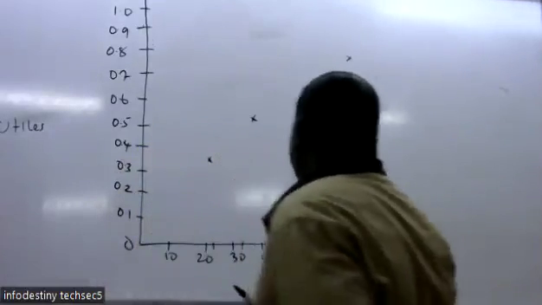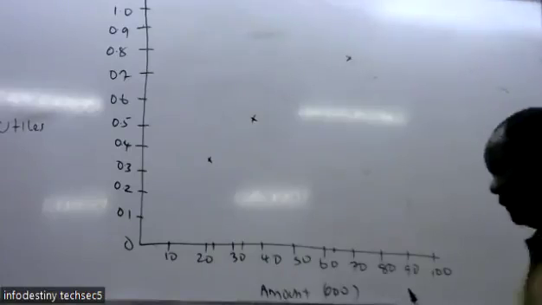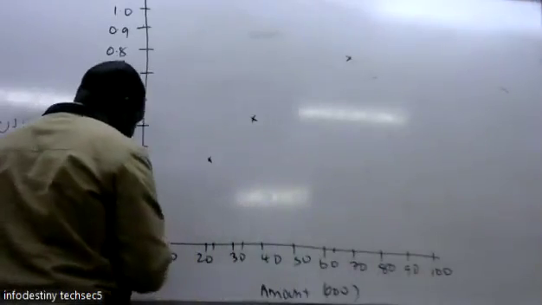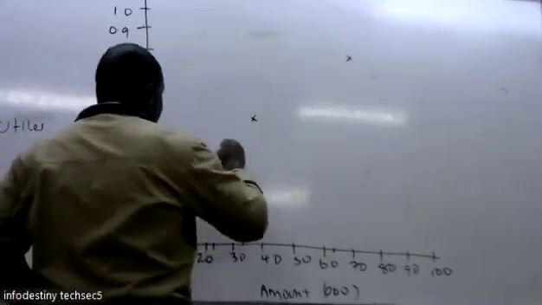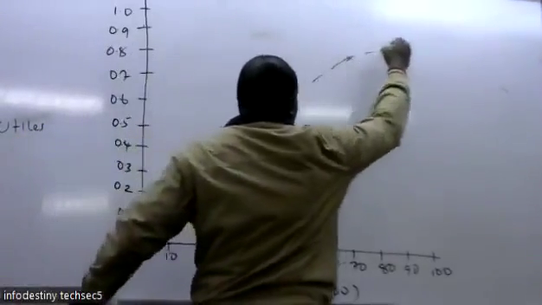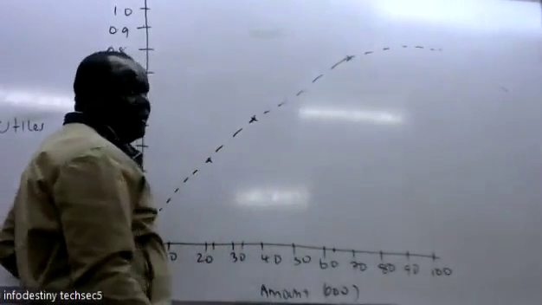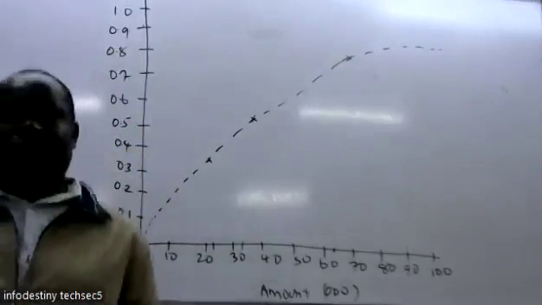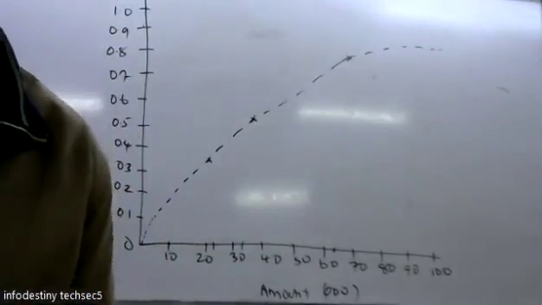So we shall be able to present it in the form of a graph. It originates from here. It is a quadratic function. So we join it as a curve like that, in that order.